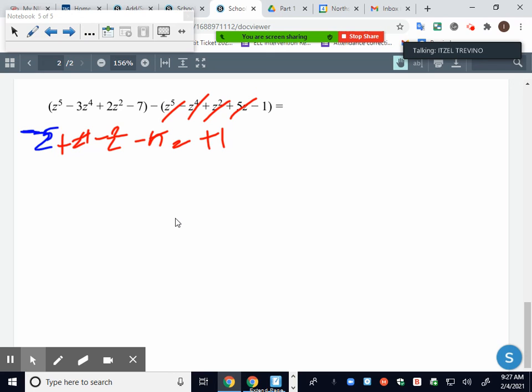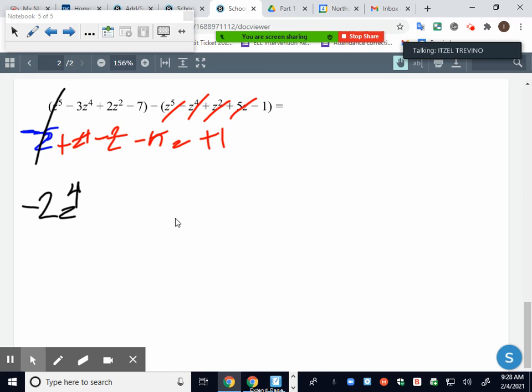Okay. And now we're going to put them together. So to the 5th power, I have z minus z. Okay. If I put them together, that gives me 0, right? So I'm not going to write it. I'm going to go next to my 4s. Okay. So these cancel out right there. I have negative 3z to the 4th power plus z to the 4th power. Negative 3 plus 1 is negative 2. Negative 2z to the 4th power. Okay. And I'm going to move on.